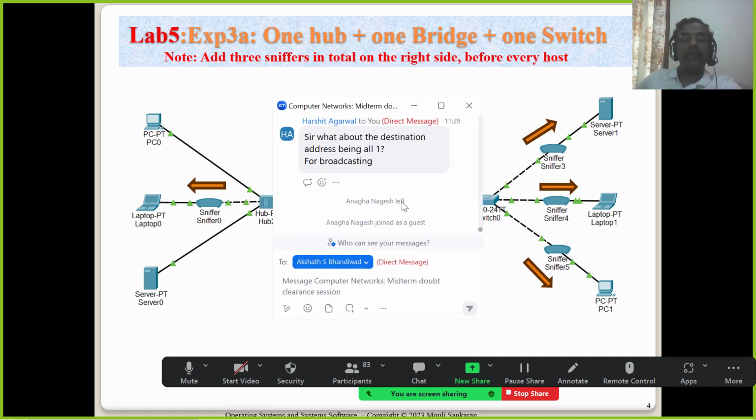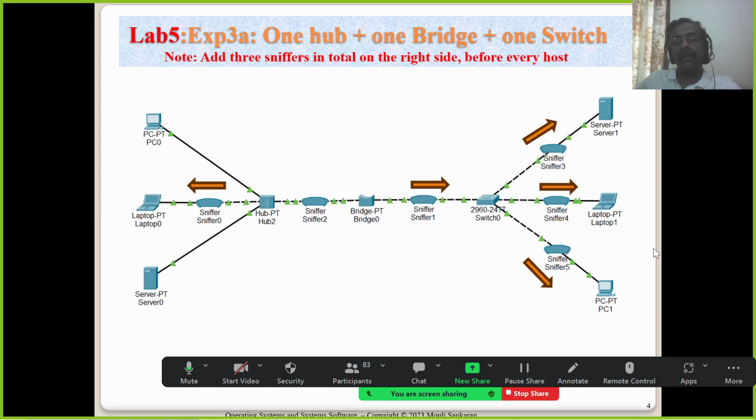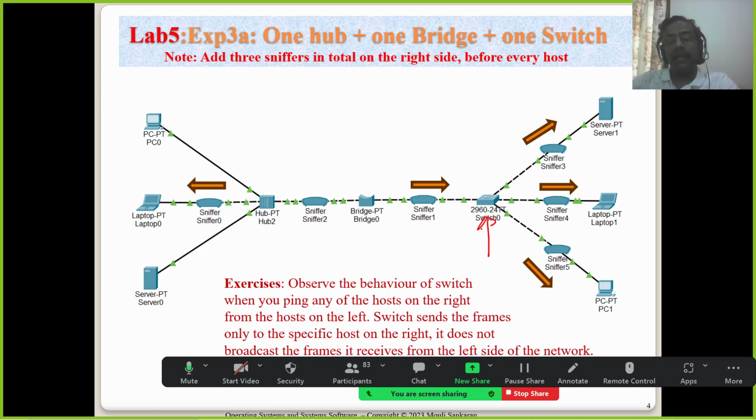Okay, what about the destination address being all ones for broadcast? Yes, if it is all ones, the switch doesn't have any say in it. It cannot say, "I am intelligent, I will not send the broadcast." That would be non-compliance. If it is receiving a broadcast frame, it is supposed to send it to all.